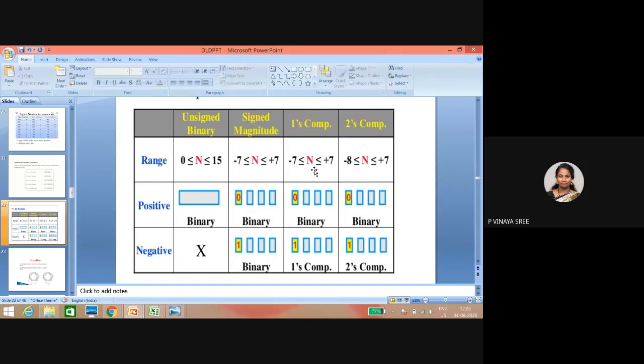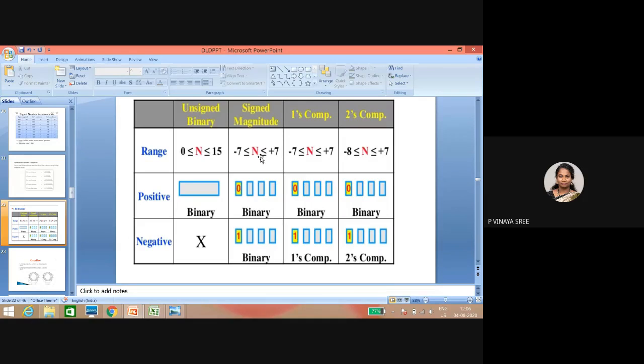If n equals 16, substitute in the formula and tell me. The range is -16 to +15. Why? Because if I consider every time 4 bits, some students will say the range is -7 to +7.